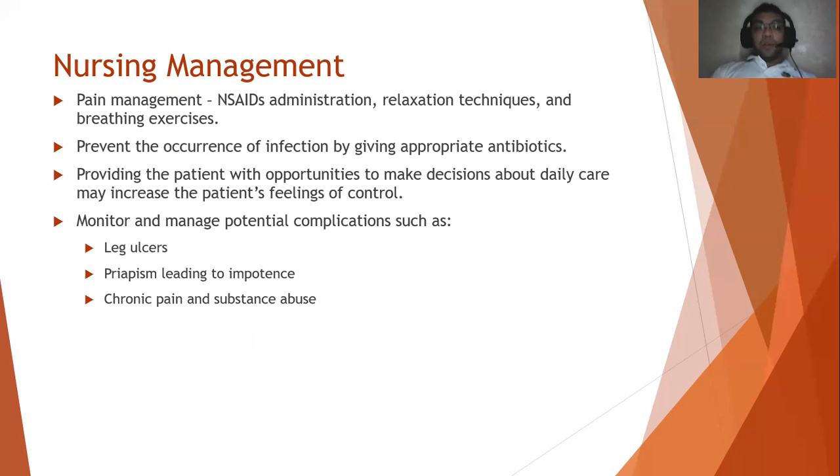And monitor and manage the potential complications such as leg ulcers. Priapism can lead to impotence. So prolonged erection of the penis is not good because that can lead to impotence later on. And chronic pain and substance abuse, most likely narcotics, because they may abuse narcotics due to the constant pain that they are going to feel.